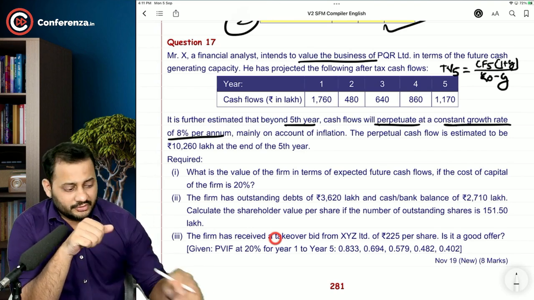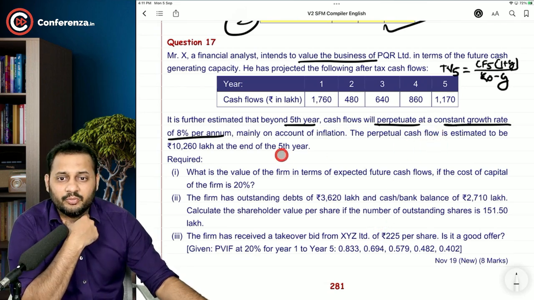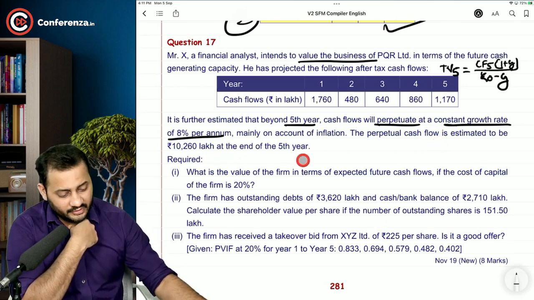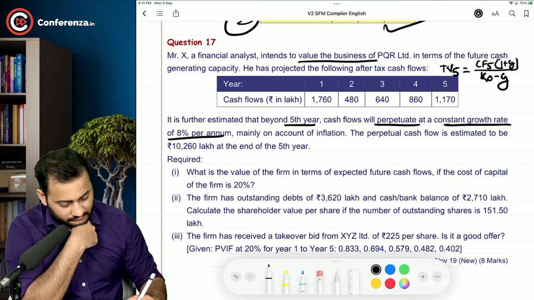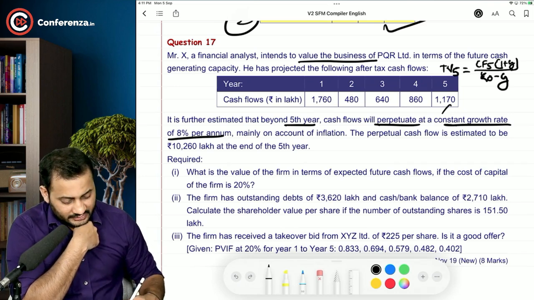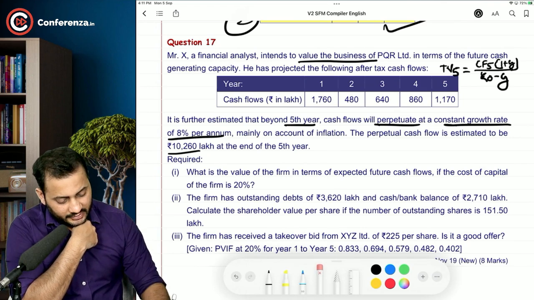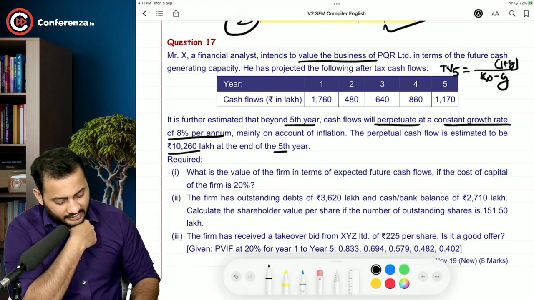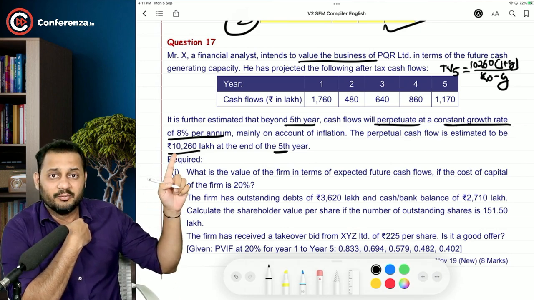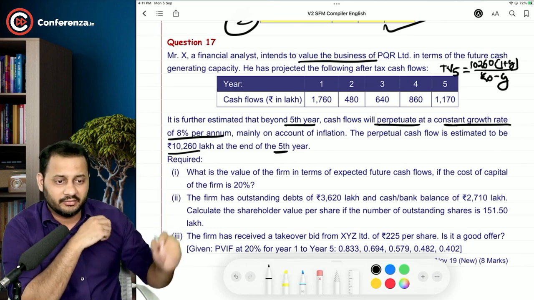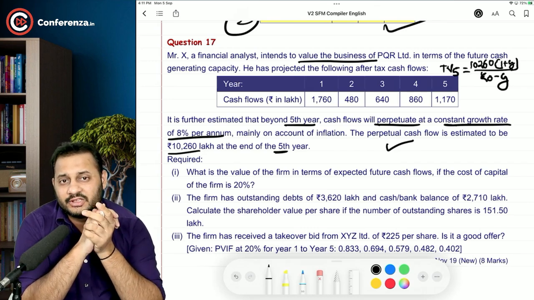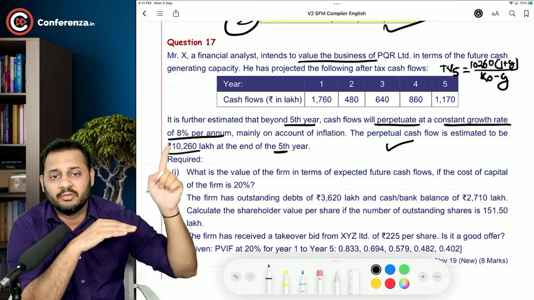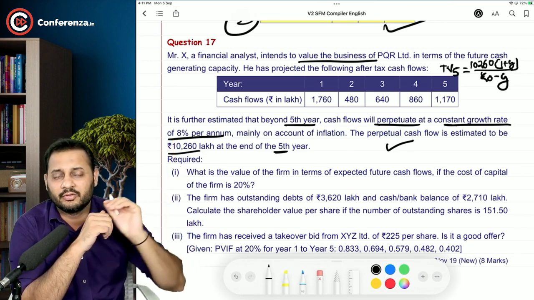Mainly on account of inflation, the perpetual cash flow is estimated to be 10,260 lakhs at the end of 5th year. So what you have to consider is not 1170. You have to consider 10,260, which is already given in the question. So it's at the end of 5th year, 10,260. So understand, this is not the terminal value. This is not the calculated value. It is the perpetual cash flow which is going to grow. So this is just 10,260 in the numerator multiplied by 1 plus growth, that will be 8%, divided by overall cost of capital that we are going to look into.